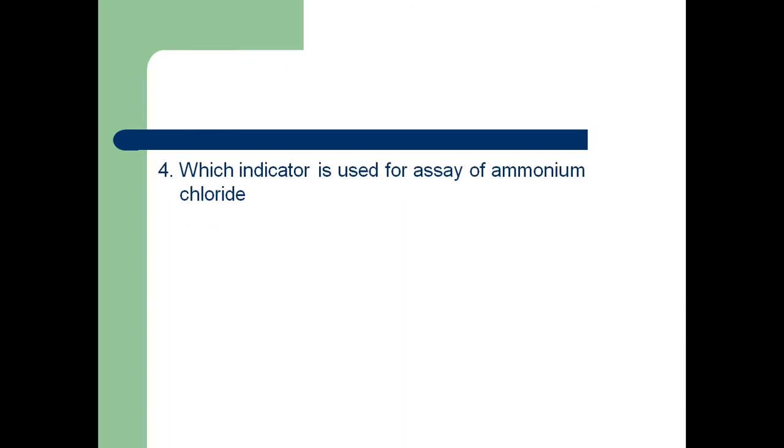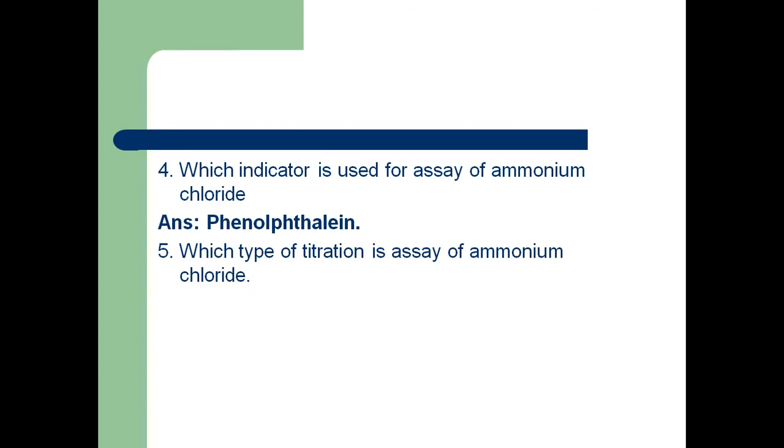Which indicator is used for the assay of ammonium chloride? So, as we have seen, phenolphthalein color change is from colorless to faint pink. Which type of titration is the assay of ammonium chloride? It is an acid-base titration and it is a direct titration.